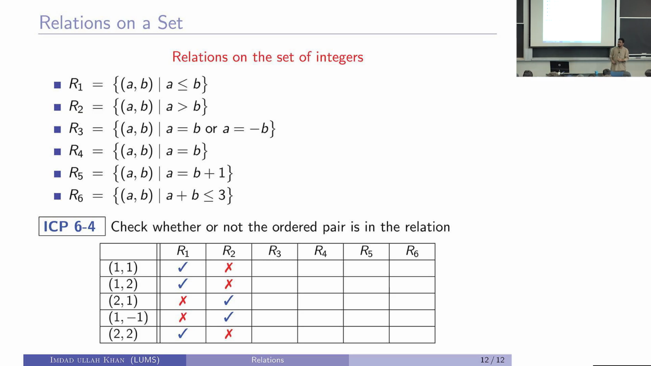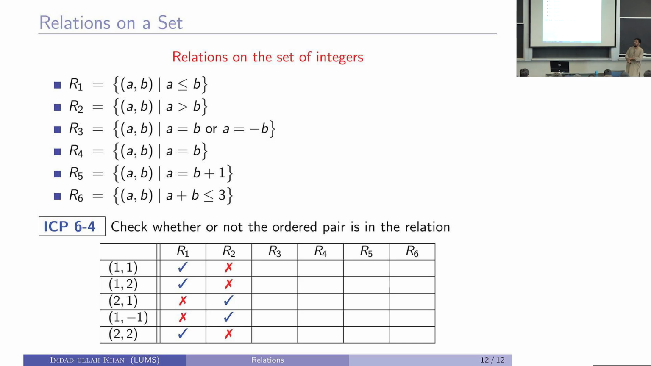Okay. So is (1, 1) in R4? Is (1, 2) in R4? Is (2, 1) in R4? (1, -1) and (2, 2)? Yes. And R5 is a successor relation, right? If A is a successor of B, then (A, B) are related, right? So A is related to B in this order.